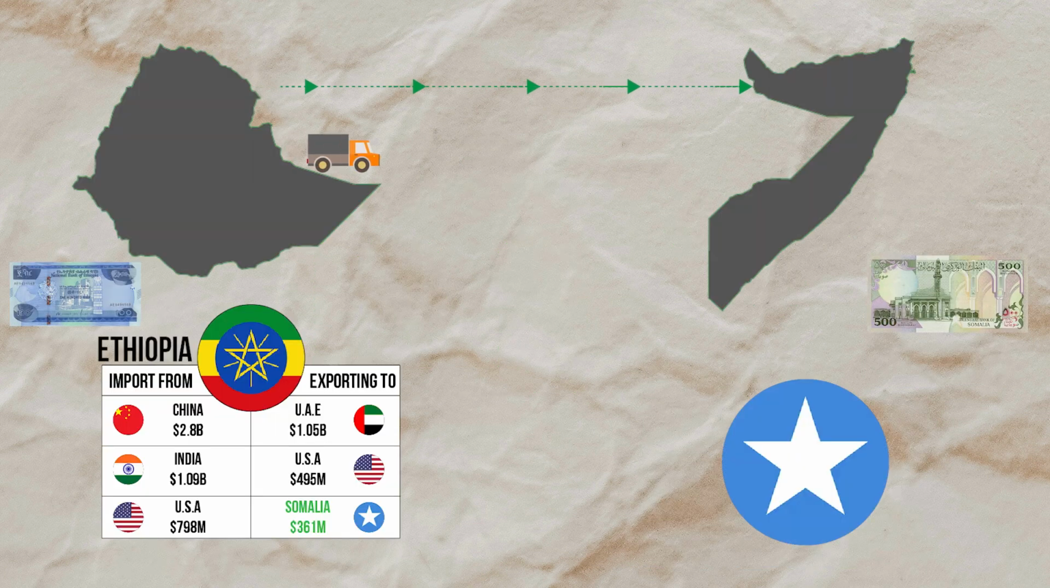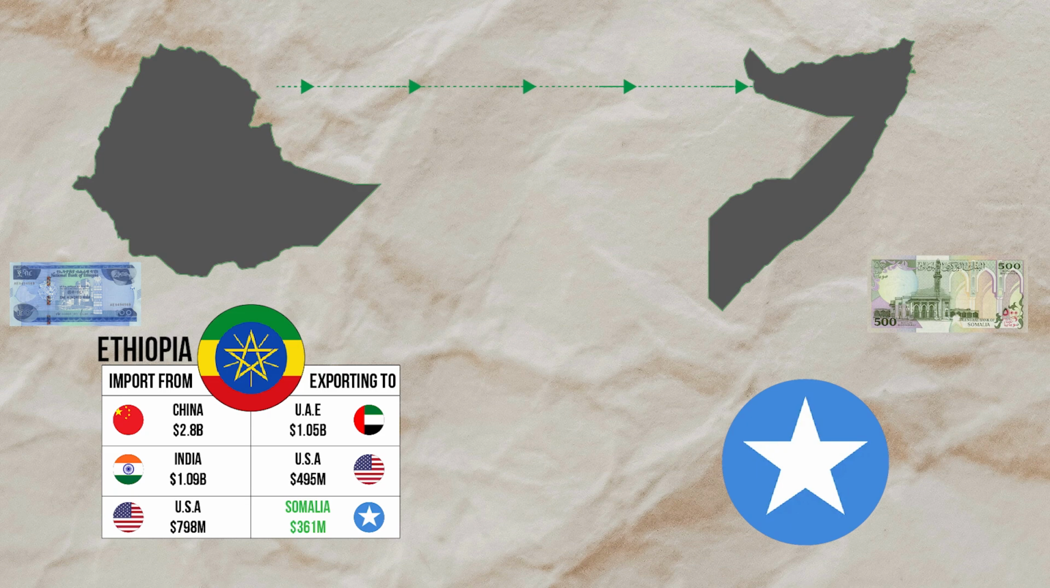Another trade partnership is Ethiopia and Somalia. They have two different currencies, the Ethiopian birr and the Somali shilling. Ethiopia and Somalia share a 1,648 kilometers border with a long history of both conflict and cooperation. One of the main points of contention between Ethiopia and Somalia is the status of the Ogaden region, which is claimed by both countries. This has led to armed conflict in the past.